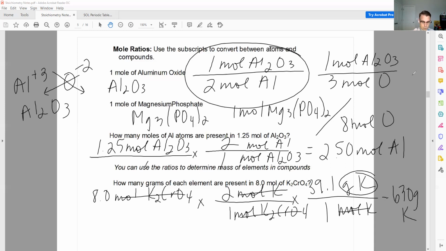So I would like you to do the other two for chromium and oxygen. Works the same way, give you some practice. The answers are in the completed notes.